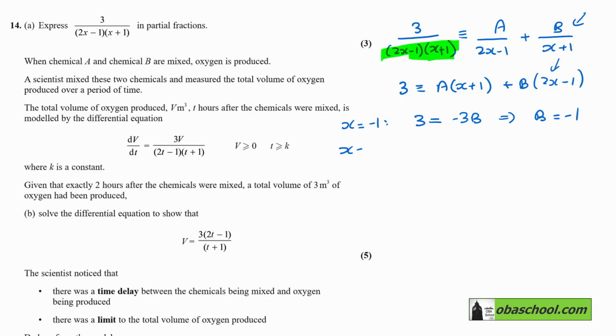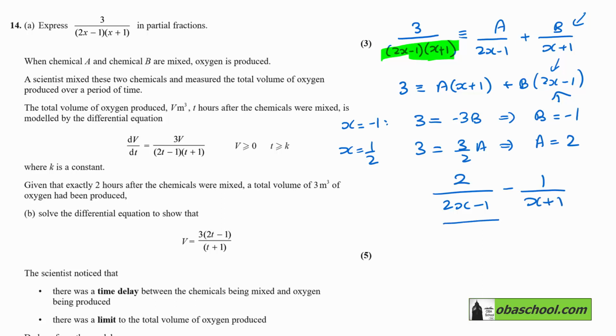And if I take x equals 1/2, that means that this one will disappear, and we'll get 3 over 2 A, 1.5 A's, which means that A is equal to 2. And so we get 2 over (2x minus 1), take away 1 over (x plus 1).